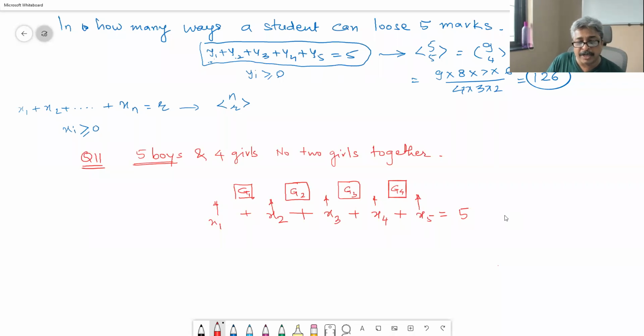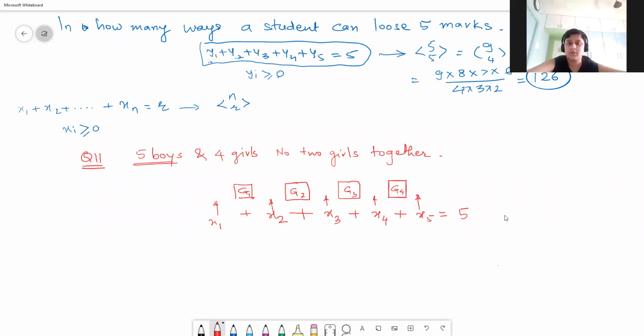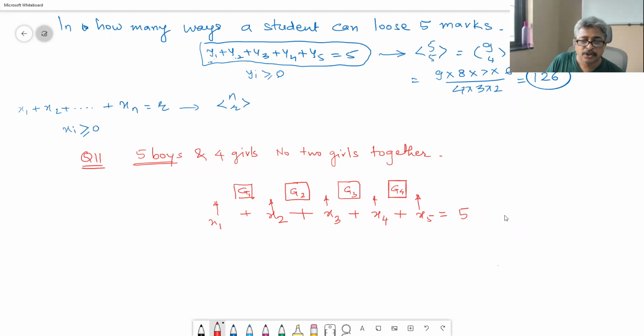But then, the moment we write something like this, we should not write the answer 5 elbow 5, because we don't know what the conditions are on these x1, x2, x3, x4, x5. So, condition on x1: greater than or equal to 0. Here, if a boy sits or not does not matter.